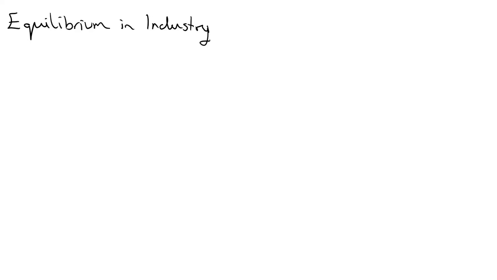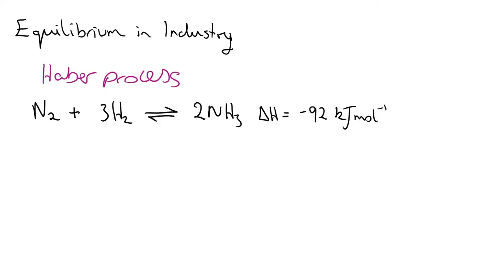In this video, I'm going to look at equilibrium in industry, specifically equilibrium in the Haber process and equilibrium in the contact process. So the Haber process itself is the process by which ammonia is produced. Ammonia then gets used to go on and make fertilizers, massive industry, amongst other things. But in this video, we're just concerned with the equilibrium process here.